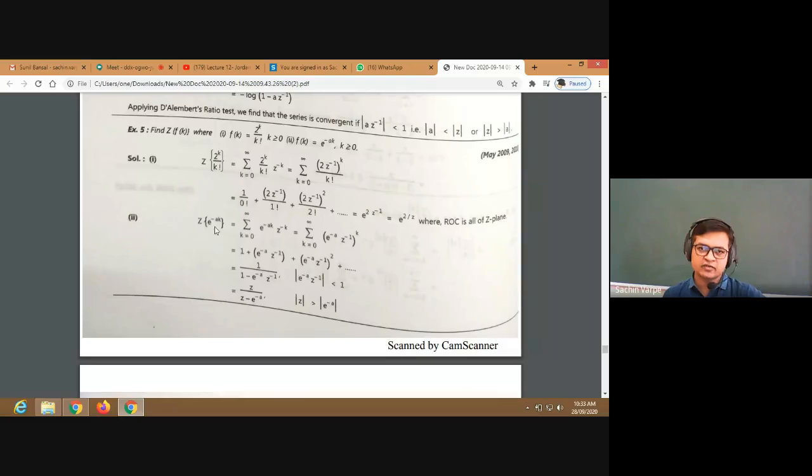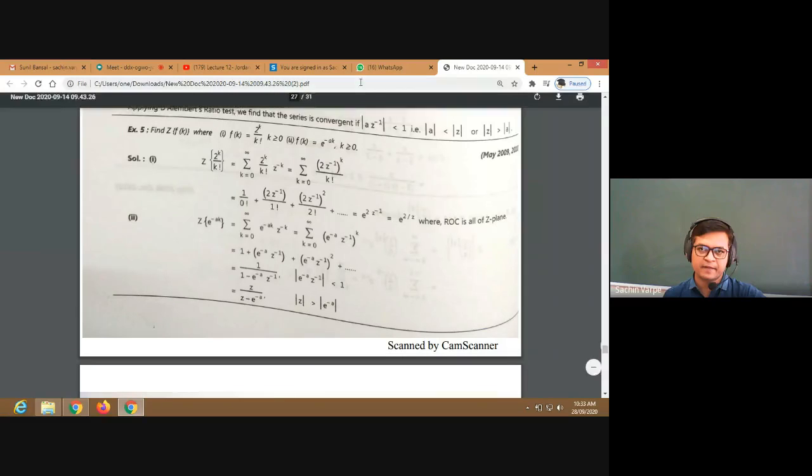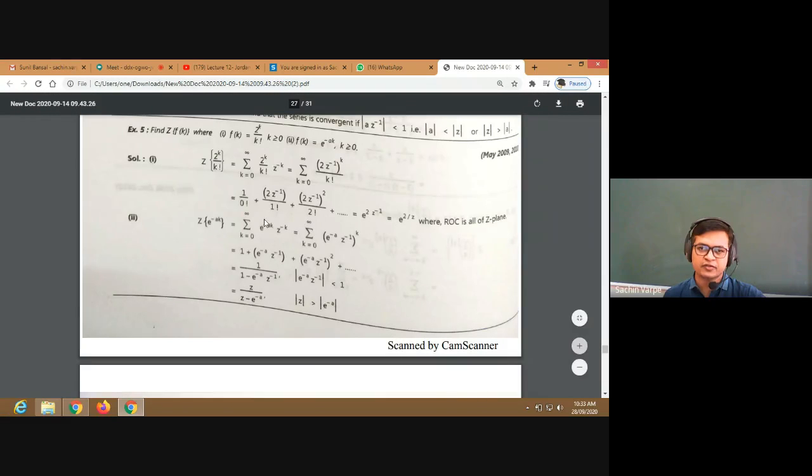Now the z transform of e raised to minus ak, for k non-negative. Again, using the basic definition, we are getting here a geometric series with the common ratio e raised to minus a z raised to minus 1. By writing its summation, for mod of r less than 1, I'm getting z upon z minus e raised to minus a, in mod z greater than mod of e raised to minus a.